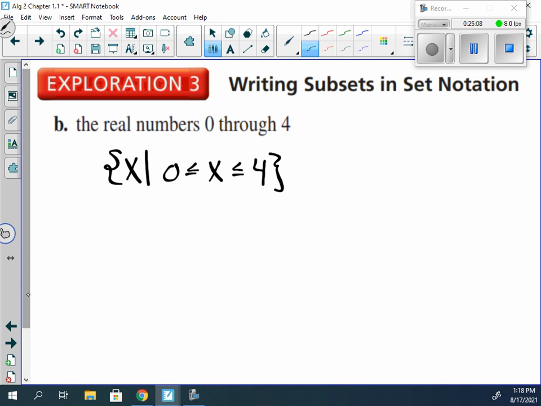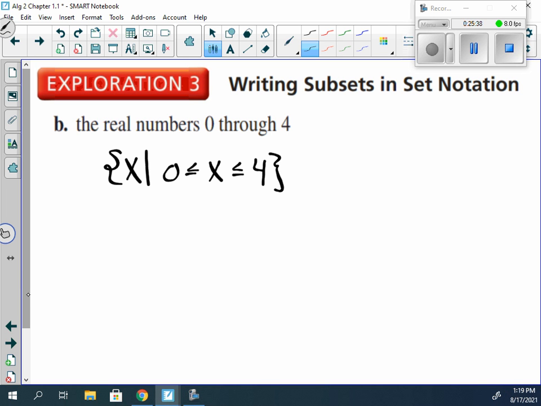Well, since it is all real numbers, we don't need it, because this is the set of all real numbers x such that 0 is less than or equal to x is less than or equal to 4. Because we only need to do the e if it's something other than all real numbers. Since it's all real numbers, I don't want to have to list out every single number between 0 and 1. Also, I wouldn't live long enough to be able to do it.